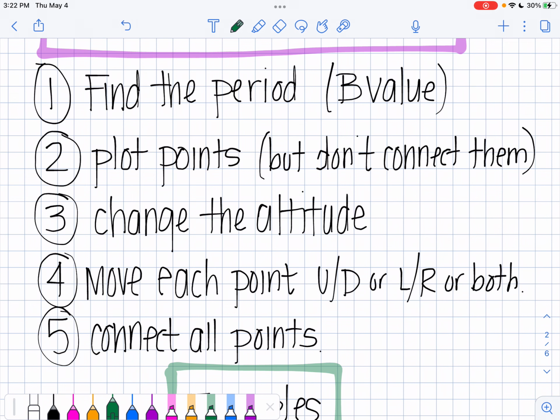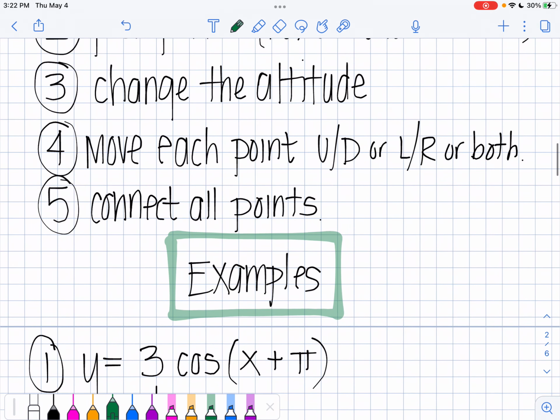We'll go through this. Then you want to change the altitude. So you want to look at those top and bottom points, your max and your min, and make them the appropriate height. Then each one of those points, there'll still be 5 of them, you want to move up and down or right or left or both, depending on what your equation tells you. Then you want to connect all your points.